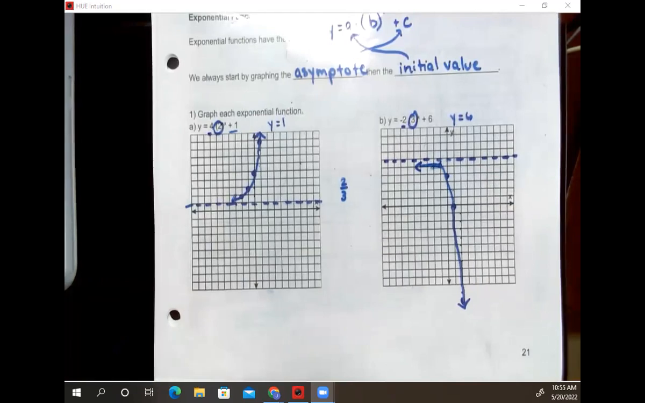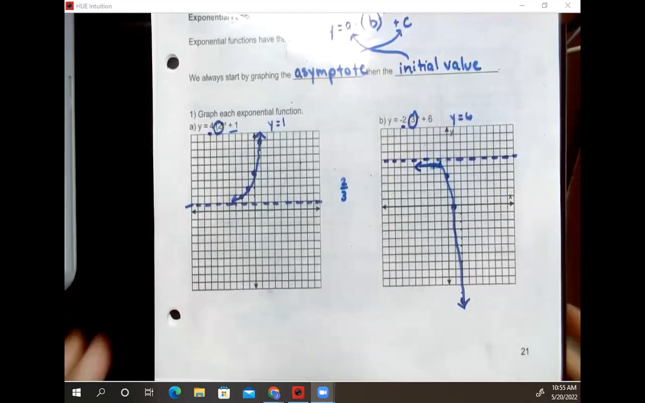Questions for me on B? Okay, go ahead and turn the page and we'll look at our next problem, C. 1C.